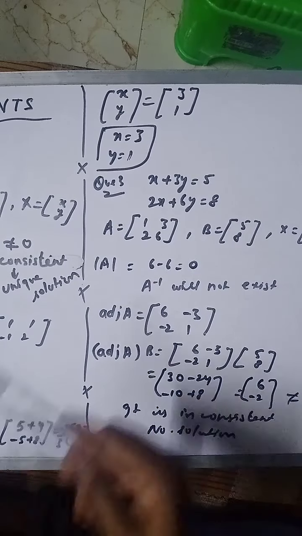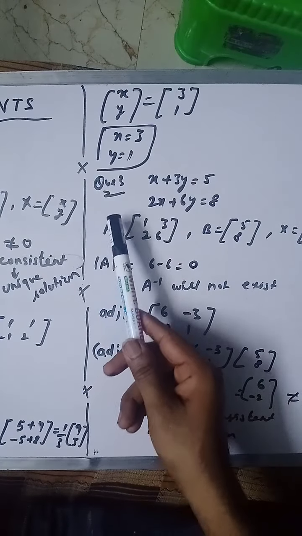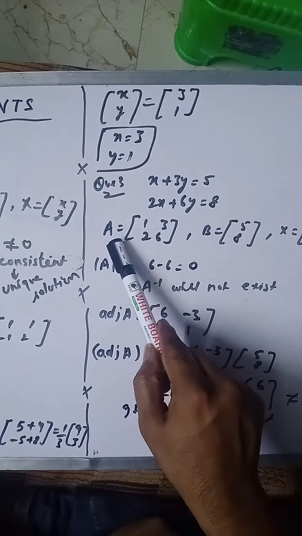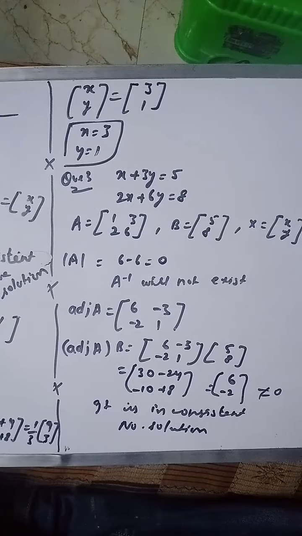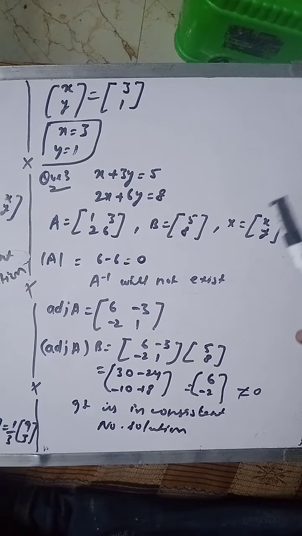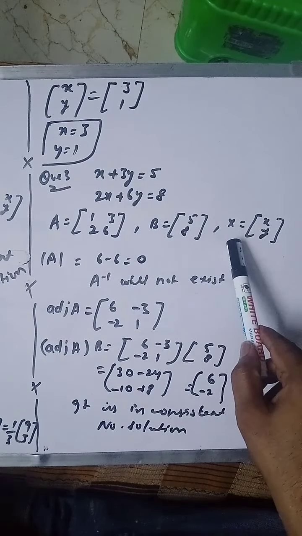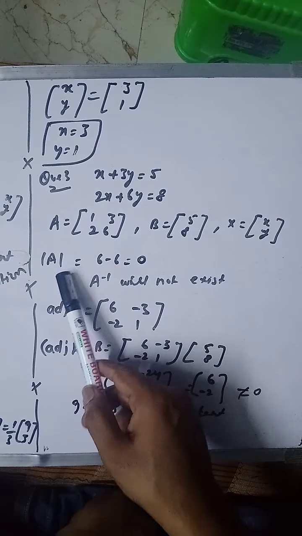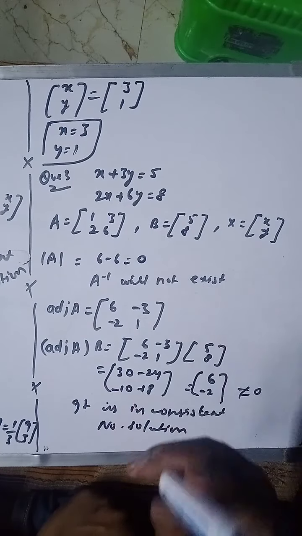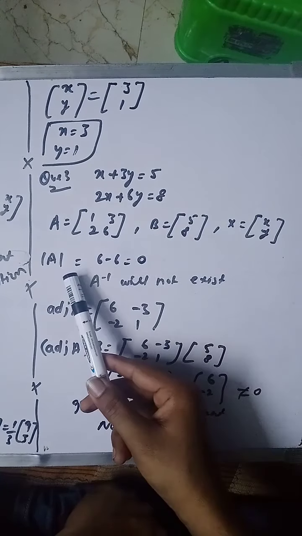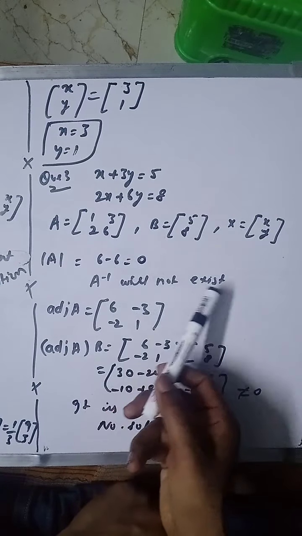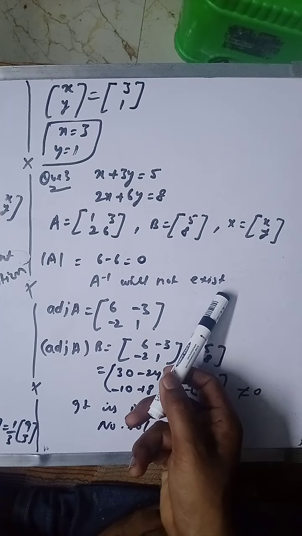Similarly, question number 3 of your NCERT. So you can find the A, B and X matrices. Yes, we can find the A, B and X matrices. Now find the A determinant. Here the A determinant is coming 0. So you have to recall case 2, in which we were finding adjoint A and the product of adjoint A and B. Since your A determinant is 0, A inverse will not exist. You cannot find the A inverse in that case.